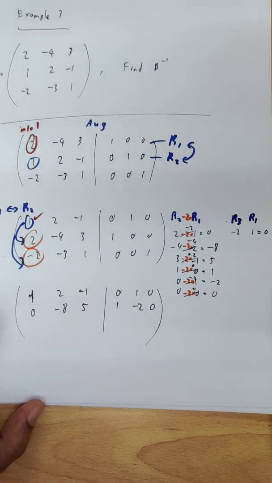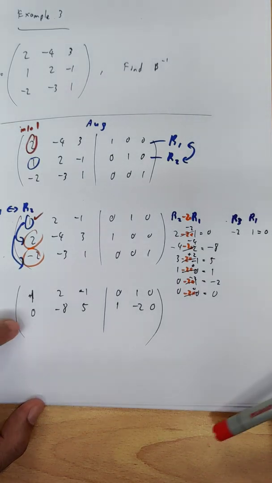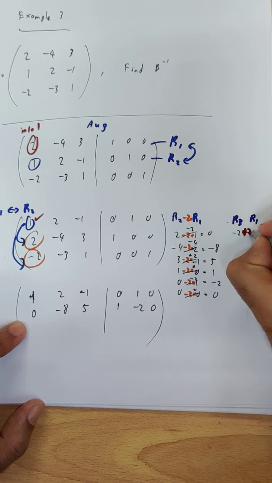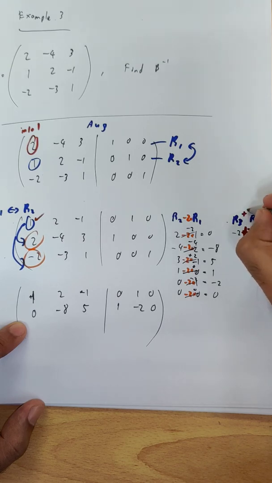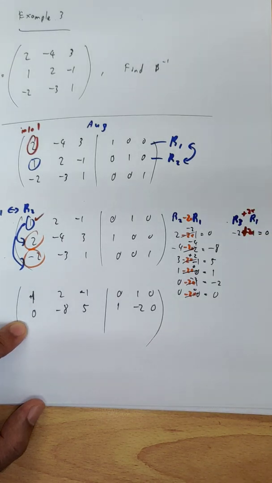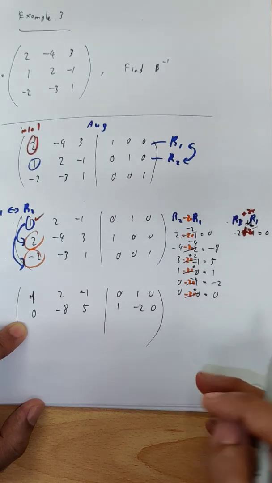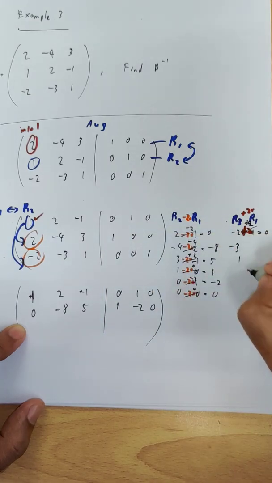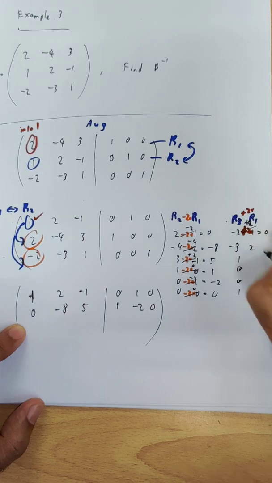So what happens? How does -2 and 1 get me 0? I plus 2 times, sorry about it. Plus 2 times with row 1. So -2 plus 2, I got 0. The rest of the numbers from row 3 is -3, 1, 0, 0, 1. The rest of the numbers from row 1 is 2, -1, 0, 1, 0.